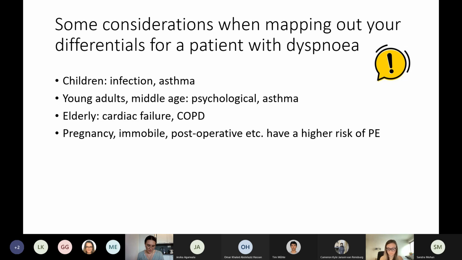And for PE, you can just take a note. I'm not going to explain it because I personally don't know it myself, but there is something called the Wells score, and that is a score that stratifies the risk for pulmonary embolism. It is a widely used scoring system for looking at high-risk patients for PE. So just take note of that one.